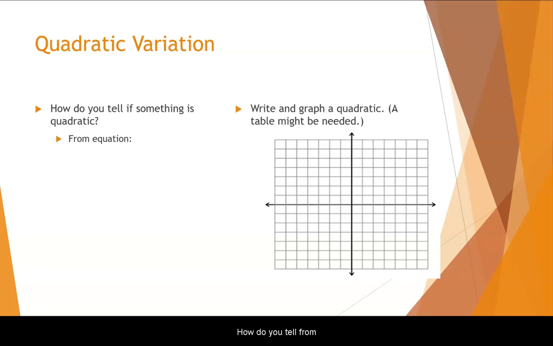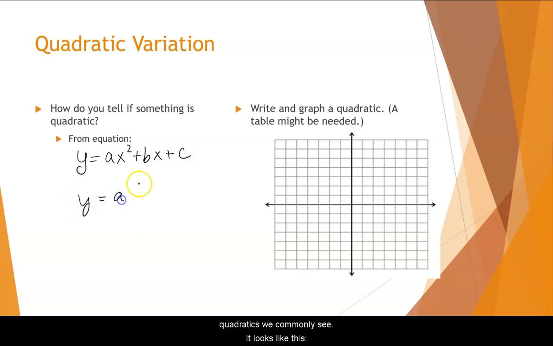How do you tell from a graph, a table, or an equation if something's quadratic? So from an equation, it's going to have a squared, and that squared is the highest degree. The equation could look like y equals ax squared plus bx plus c, or there's another form of quadratics we commonly see. It looks like this.